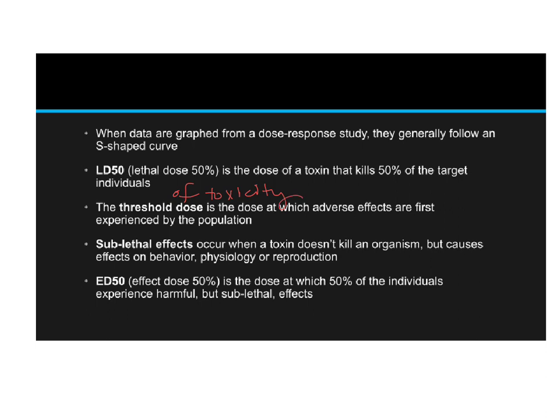That's the lowest dose at which you start to see adverse effects on an organism or the population of organisms. Sublethal effects occur when a toxin doesn't actually kill an organism, but causes effects on its behavior, physiology, or reproduction. So sublethal effects would be seen at a threshold dose. ED50, which is the effective dose 50%, is the dose at which 50% of the individuals experience harmful but sublethal effects.